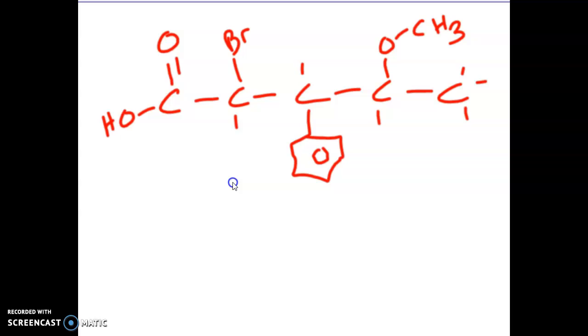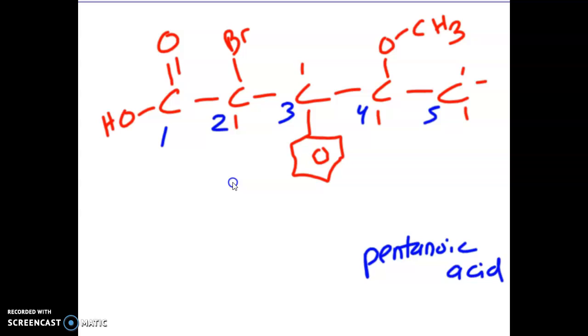We have to start numbering. So carbon number 1, 2, 3, 4, 5. So we now have our parent name is pentane, but now this is going to be pentanoic acid. Okay, so there's our parent group. We don't have to indicate the number 1. If you ever forget and you do put the number 1 in, that's fine. It's still correct. I'm just saying that when you're reading a name of a carboxylic acid, you're going to notice they never put the number 1.